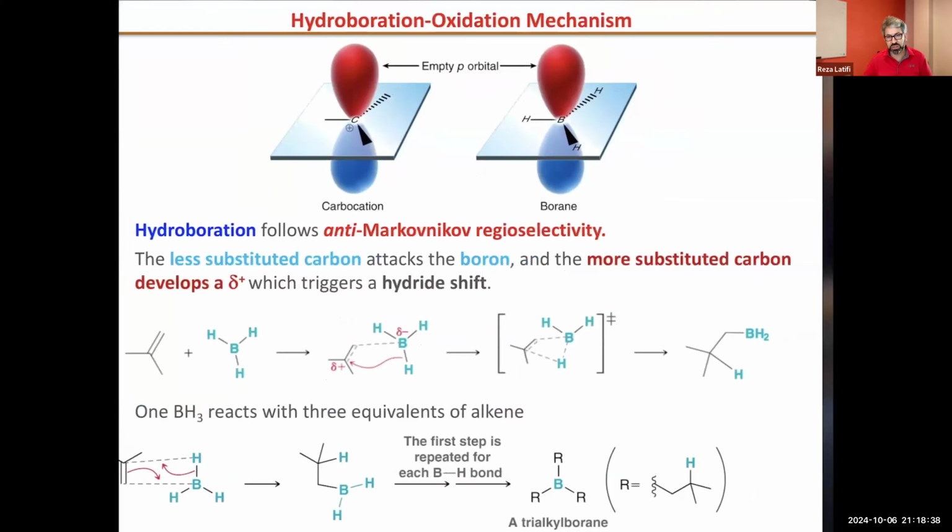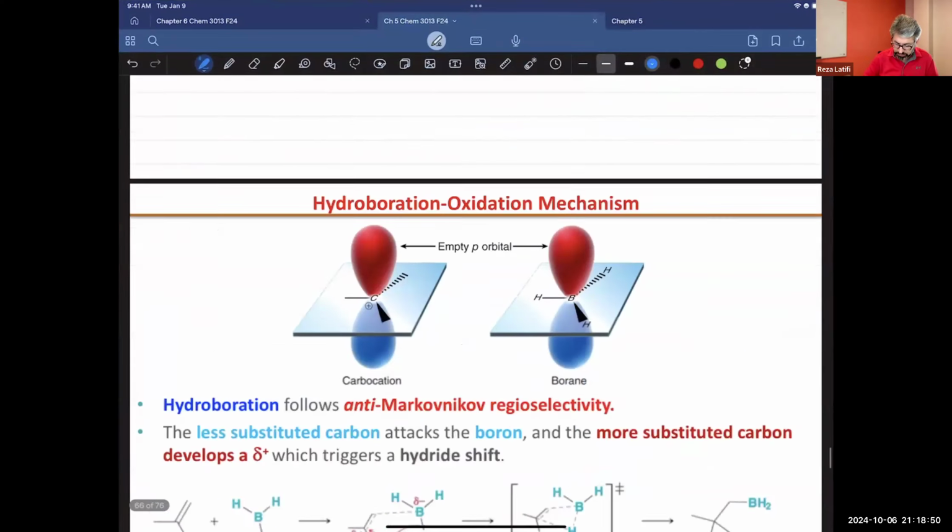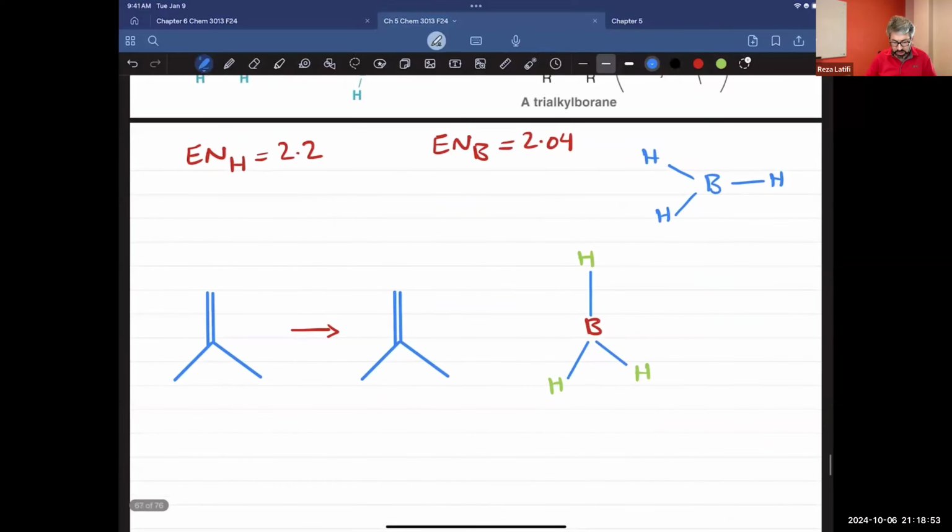I want to understand why the reaction is happening from one side of the molecule, either from the top or the bottom, and it's not happening from up and down. Here, the electronegativity of hydrogen is 2.2, while the electronegativity of boron is 2.04. So when you attach these two, hydrogen is going to pull electrons to itself. Be careful, this time any of these hydrogens has a negative charge.